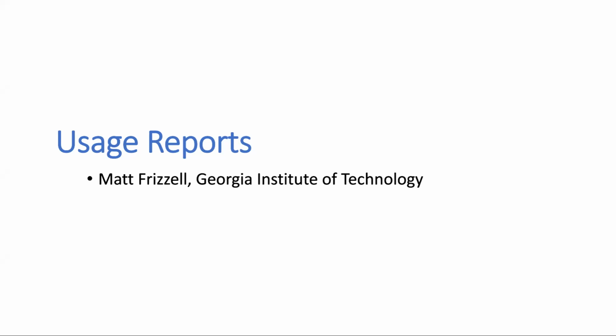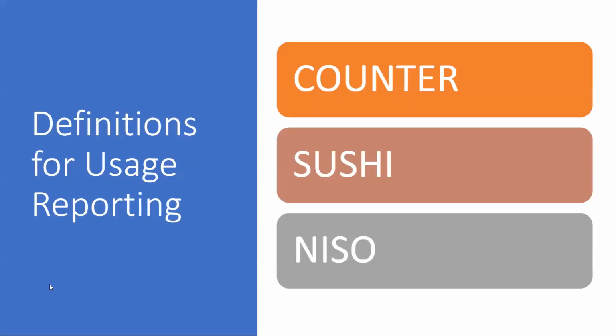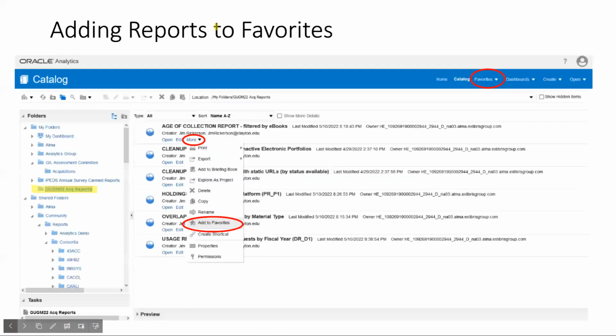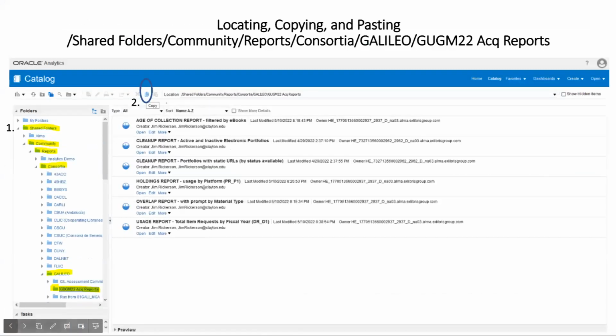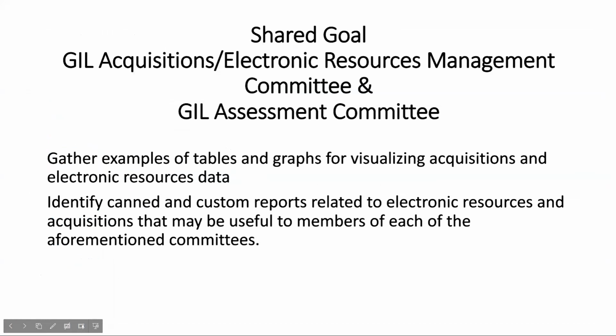So our committee came up with the following shared goal for fiscal year 2022. So our shared goal was to gather examples of tables and graphs for visualizing acquisitions and electronic resources data, and to identify canned and custom reports related to electronic resources and acquisitions that may be useful to members of each of the aforementioned committees.